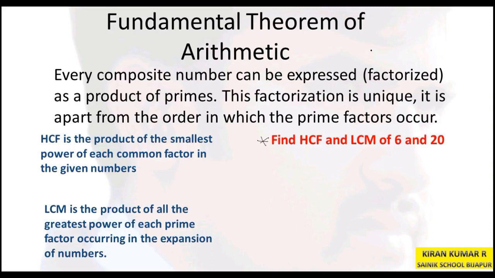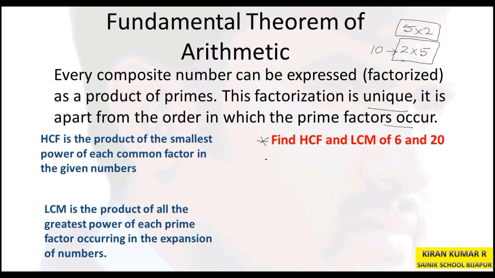For example, if I consider the number 10, its prime factors are 2 into 5. This is unique. We can't express it as any other prime product. If the order is changed, the prime factors still remain the same. So the factorization is unique, apart from the order in which the prime factors occur.